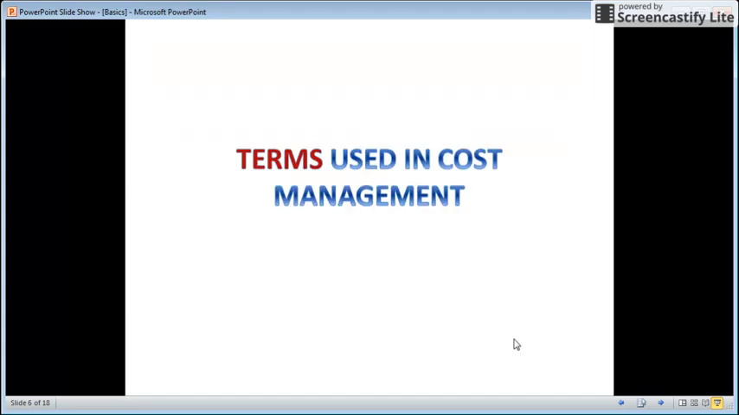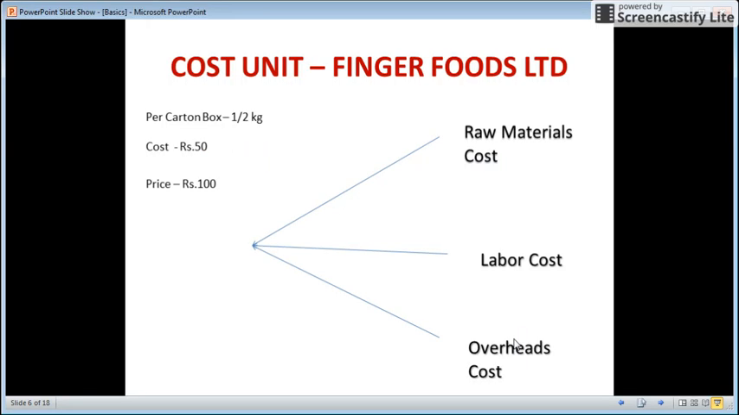Let us discuss some of the key terms used in the subject throughout and what they mean. The first term is the cost unit. Cost unit is a term you hear in your day to day life. They are kilograms, gallons, tons, and liters.